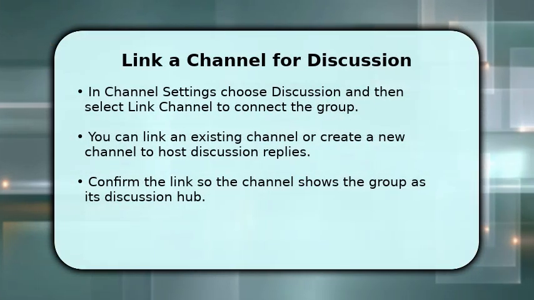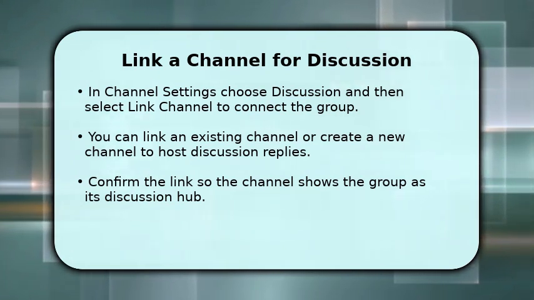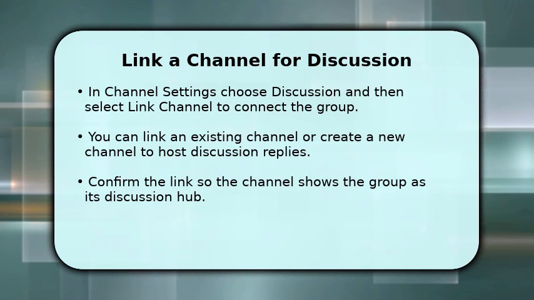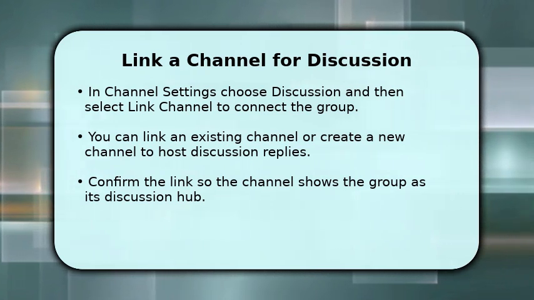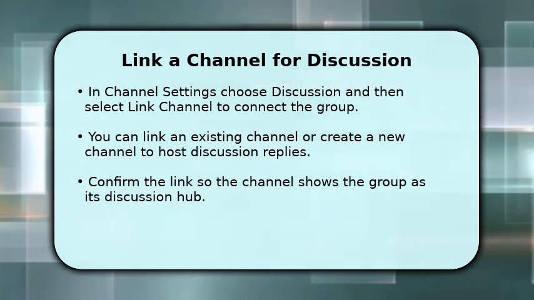To enable threaded discussion, open the channel you want to use as the discussion hub, tap its name, then tap Edit and choose Discussion. Tap Link Channel and select the group you opened earlier. You can also create a new channel if none exists.